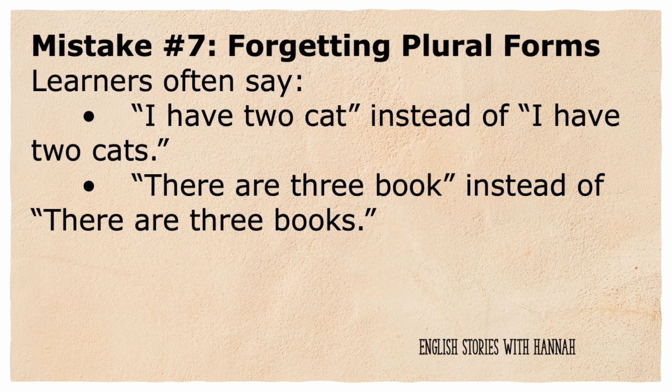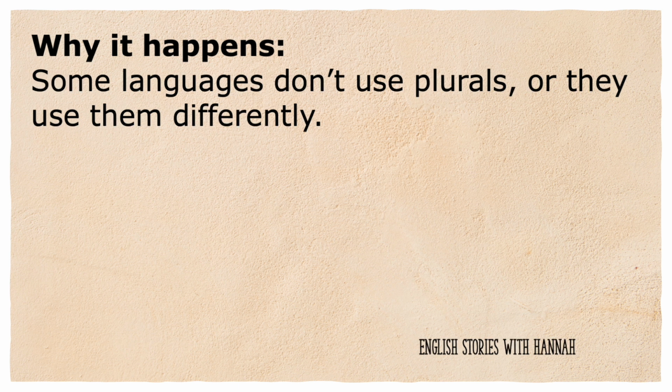Mistake number 7, forgetting plural forms. Learners often say, I have 2 cat instead of I have 2 cats. There are 3 book instead of there are 3 books. Why it happens? Some languages don't use plurals or they use them differently.